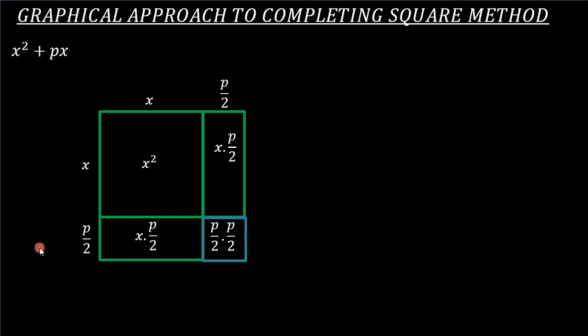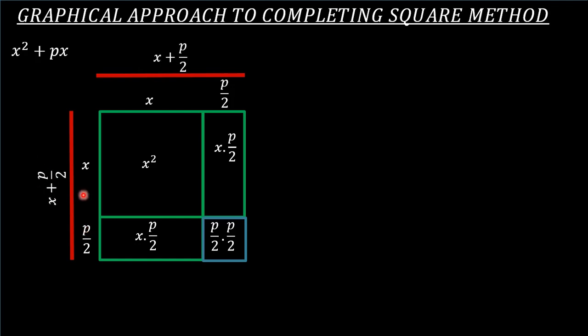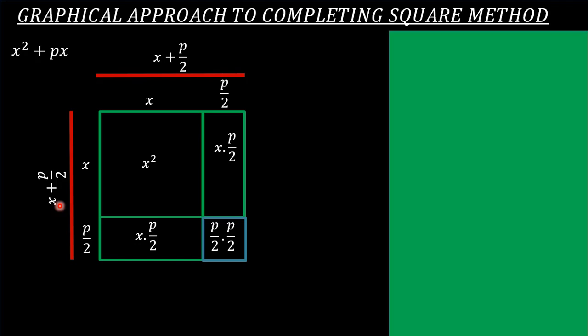Students, now you can see that the length of this given square is x plus p by 2 and its width is also x plus p by 2, which forms a square. Now, if we need to find the area of this square, what is it going to be? It is going to be x plus p by 2 times x plus p by 2, or x plus p by 2 whole square.